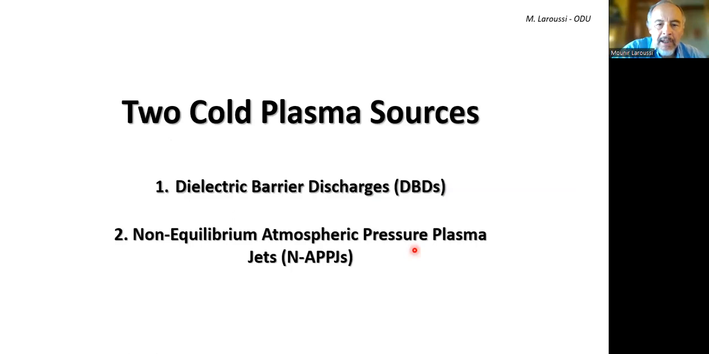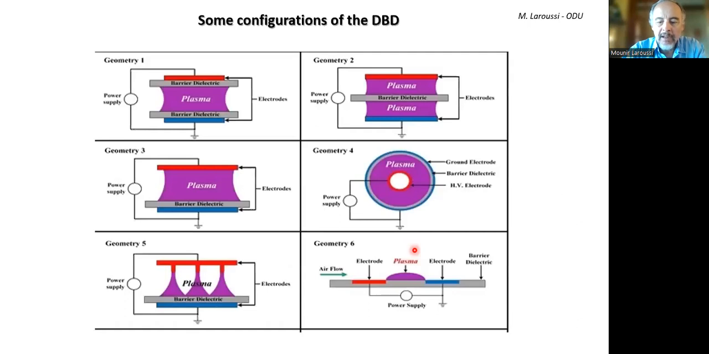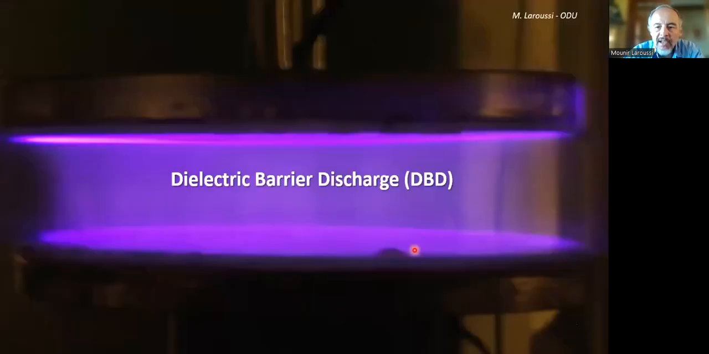Very quickly here, as most of you know very well, there are basically two types of discharges that have been used in medical research using plasmas. One is the DBD, dielectric barrier discharge, and the other is the atmospheric pressure plasma jets. The DBD, as you know, can come in various geometrical configurations. Here's a schematic showing a few setups of DBDs, and this is a picture taken in my lab many years ago of a diffuse DBD in helium with a little bit of a mixture of air.